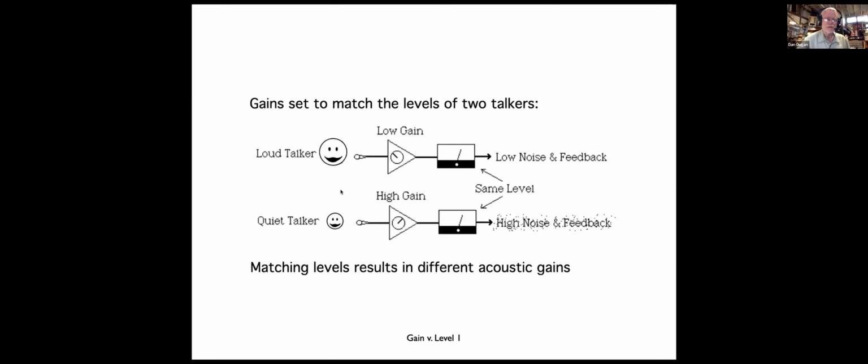If you have two talkers in a sound system, one of them is loud and one of them is quiet, then you would set two different gains on the preamplifiers. There would be a low gain for the loud talker and a high gain for the quiet talker, achieving the same level. But in order to get the same level, you would end up with quite a different quality of sound on each. The person who's a loud talker would have a nice clear signal. The person who's a quiet talker would have much higher noise coming from the room and feedback possibly mixed in. So matching the levels results in different acoustic gains in the system.